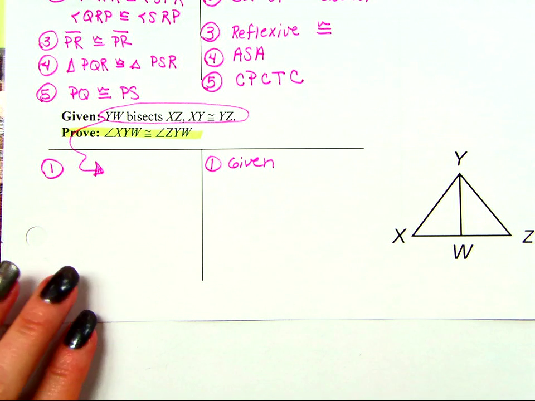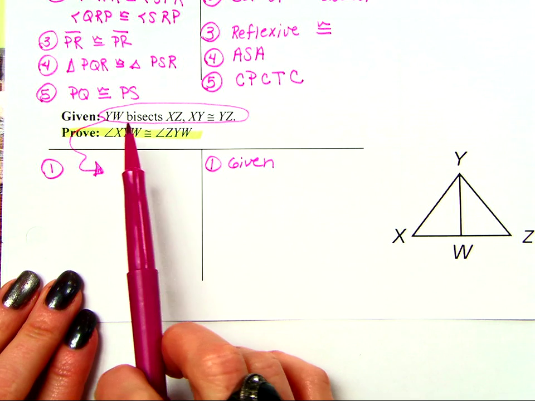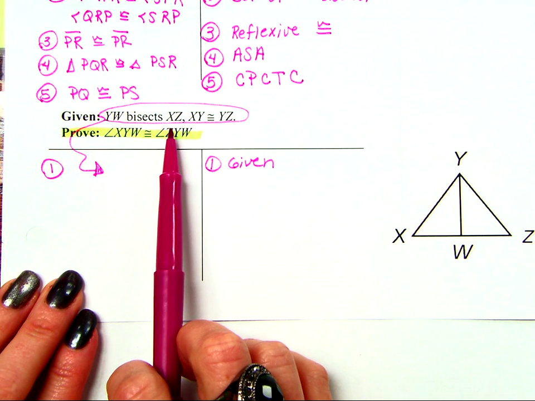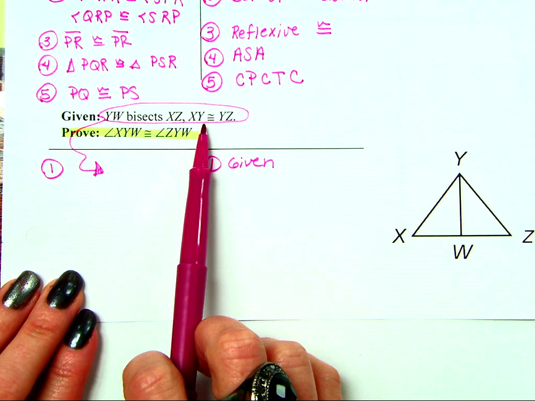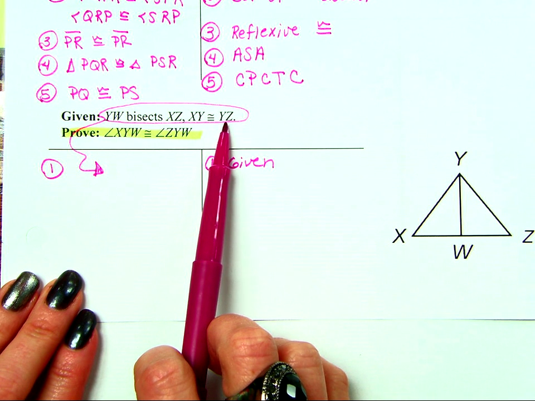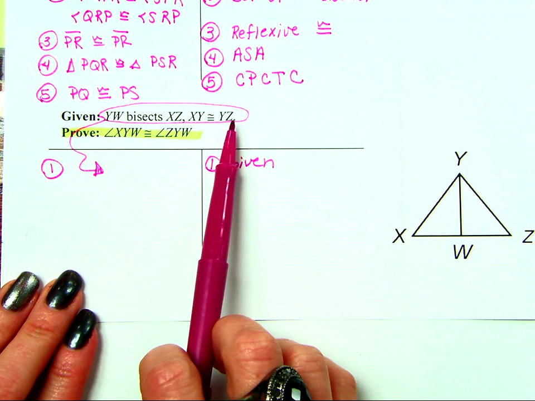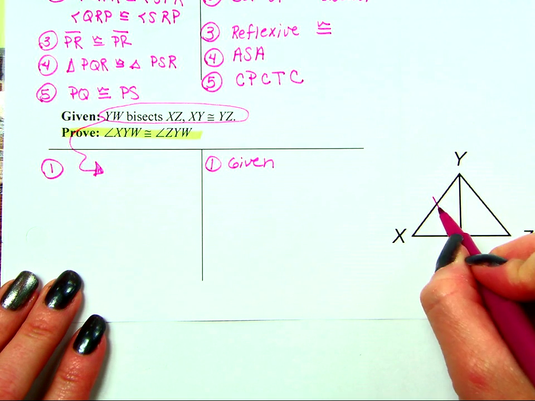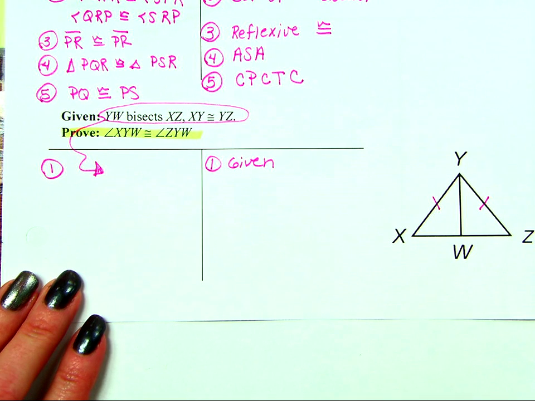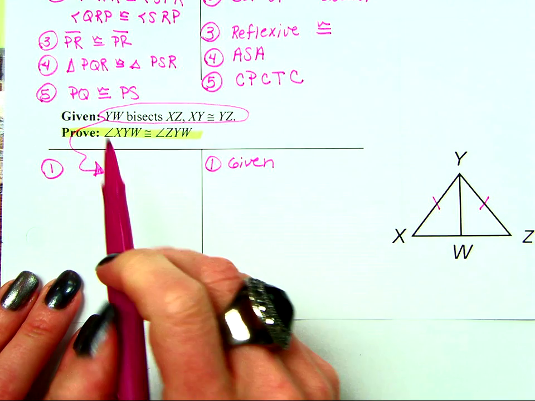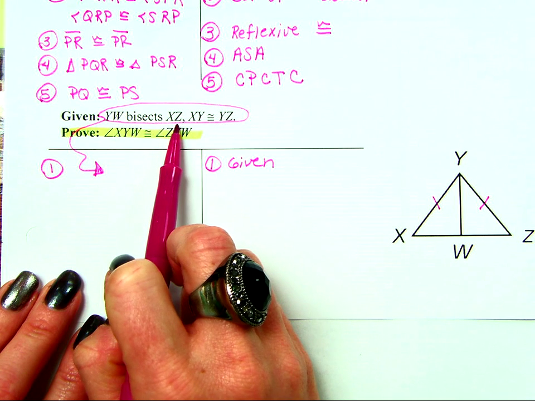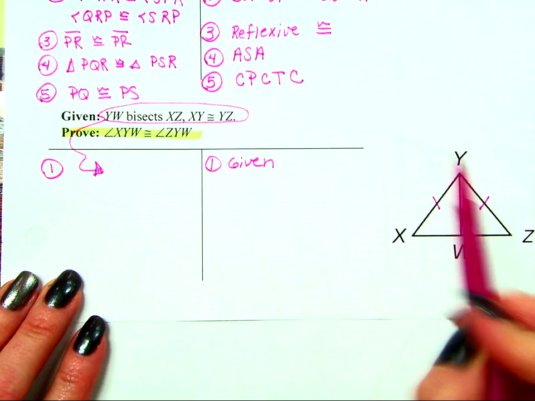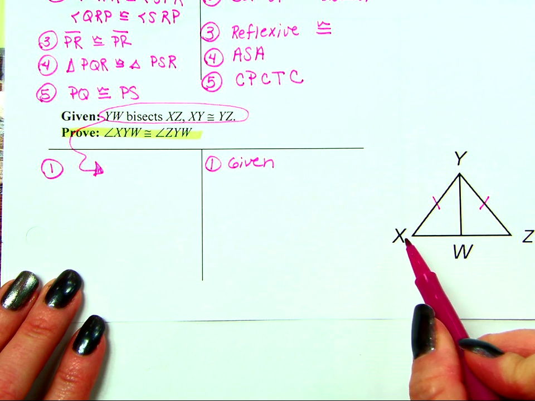This time, my given information tells me that YW bisects XZ. Also that XY is congruent to YZ. Well, let's go ahead and mark those congruent segments. XY is congruent to YZ. YW bisects XZ. This time, I have a segment bisector. My segment YW is bisecting segment XZ.